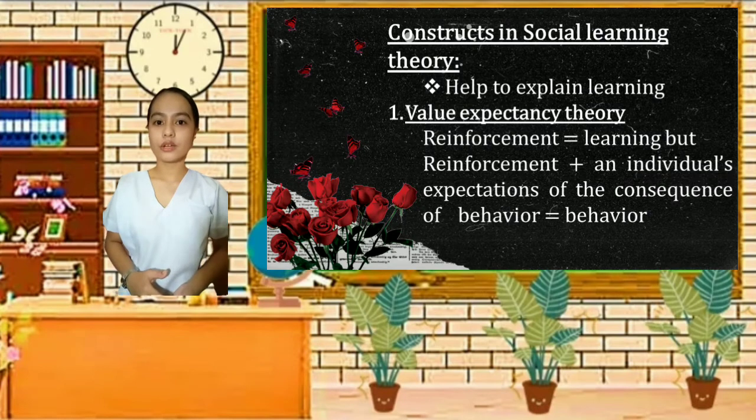There are several constructs in social learning theory which helps to explain learning. It emphasizes the importance of observing and imitating the behaviors, attitudes, and emotional reactions of others. Social learning theory considers how both environmental and cognitive factors interact to influence human learning and behavior. One of these constructs is the value expectancy theory.